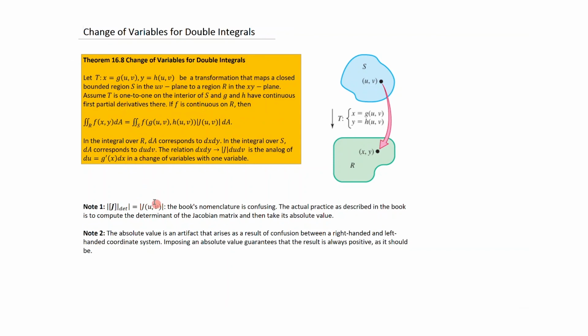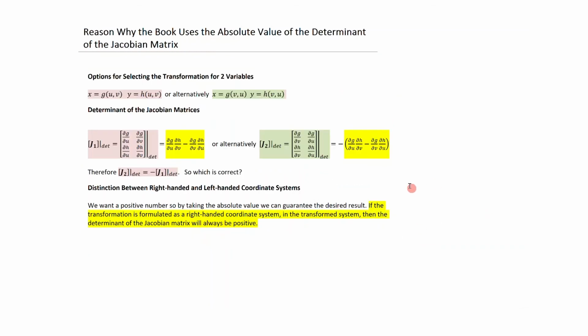And this is what the book has done because they did not want to describe some of the details behind the scenes. So keep this in mind. Just remember, with right-handed coordinate systems you'll always end up with a positive value. If it's left-handed, it'll be negative. But to avoid that from happening, we just take the absolute value. Okay, so this is an explanation as to why you get a negative.